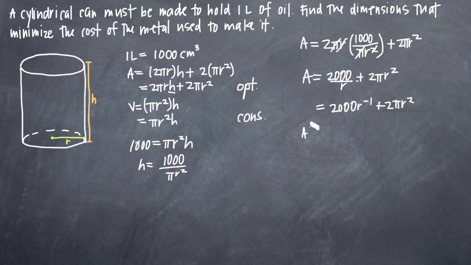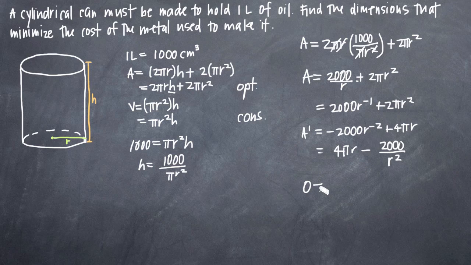So we're going to take the derivative, A prime, and we'll get negative 2000 r to the negative 2 plus 4 pi r. And when we move this r to the negative 2 back to the denominator, we'll get negative 2000. And actually, let's make that our second term so we don't lead with a negative. We'll get 4 pi r minus 2000 over r squared. So that is our derivative equation. Now we need to set this equal to 0 and solve for r.